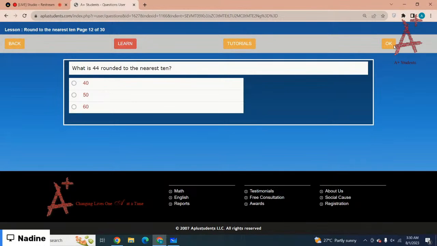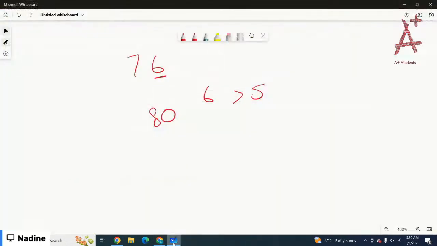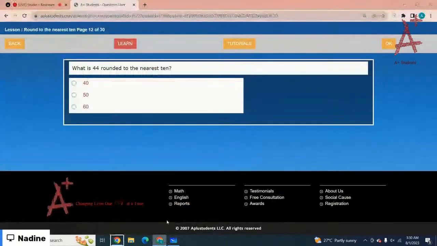What is 44 rounded to the nearest 10? So which is the correct option? 44. You have to round the tens digit. That is the tens digit. On the left of the 10 you have 4. You have to compare this digit to 5. So 4 is less than 5. That means you have to round on the same 10. So it would be rounded off to 40. The correct option is 40.